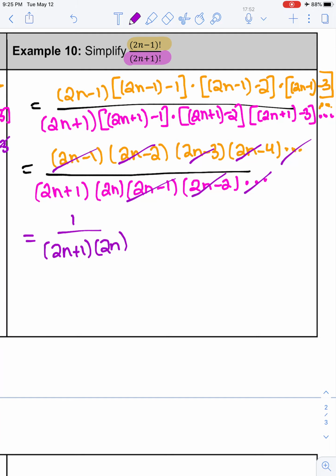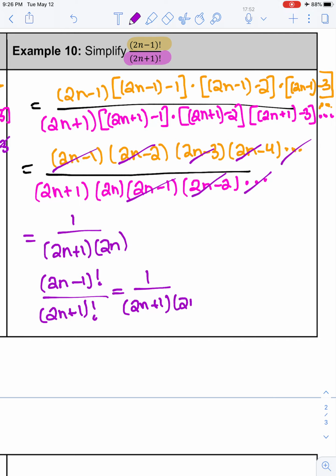And much like example 9, if you want to go ahead and distribute out that denominator, you totally can, or if you want to leave it in factored form, that is fine by me as well. So this tells us that the quantity 2n minus 1 factorial divided by the quantity 2n plus 1 factorial is equal to 1 over 2n plus 1 times 2n.